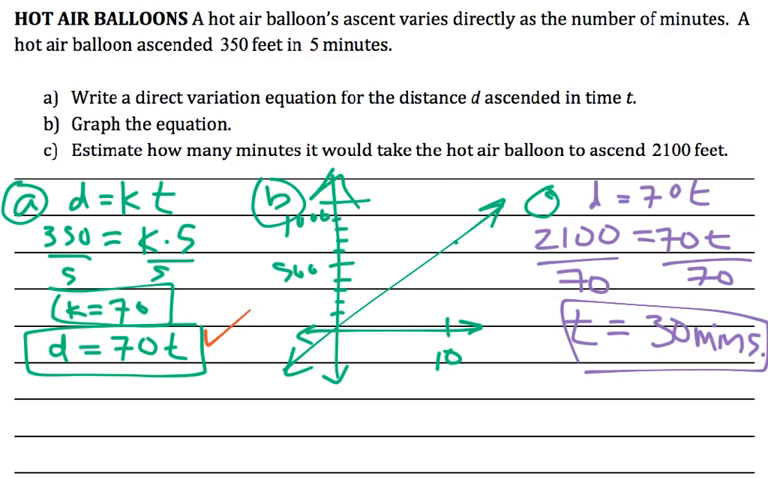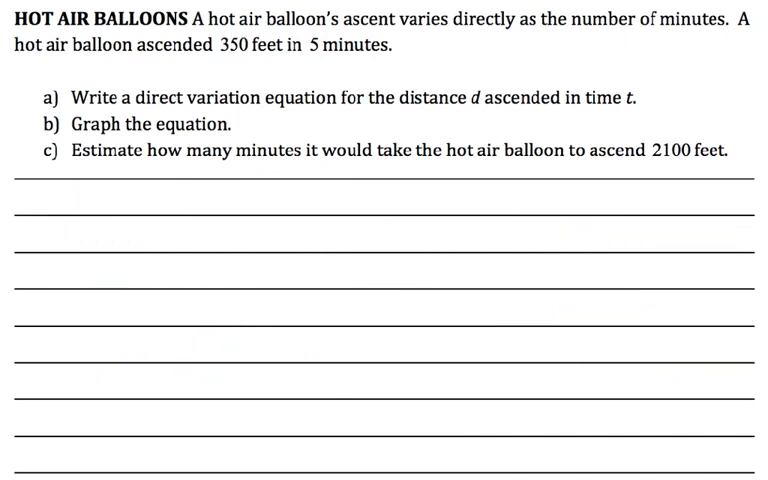I will point a few things out. There's the direct variation equation. I only plotted a point at 10, 700, so I put my graph to 1,000 with tick marks at 100. And then when I solved it, I got 30 minutes. You can write MINS, but you do not want to write MI. That's miles. And you also do not want to write M because that's meters.